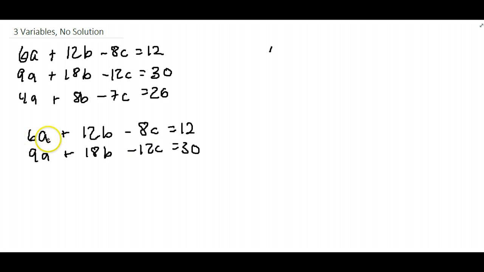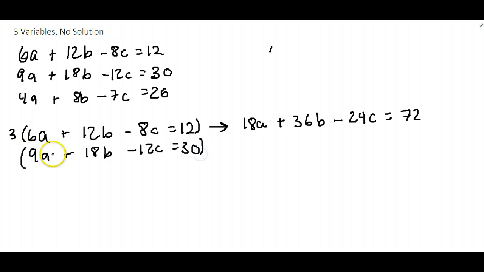And if we're going to eliminate our a term, we have to find the lowest common multiple of 6 and 9. And so that would really be 18. So our first equation, we need to multiply by 3. So we have 3 times 6a gives us 18a plus 36b minus 24c equals 12 times 3 is 72. Now our second equation, we have 9a as our first term. So we're going to multiply that by a negative 2.